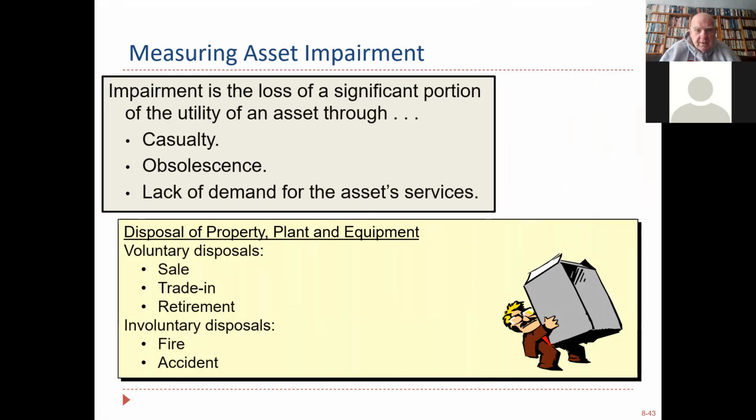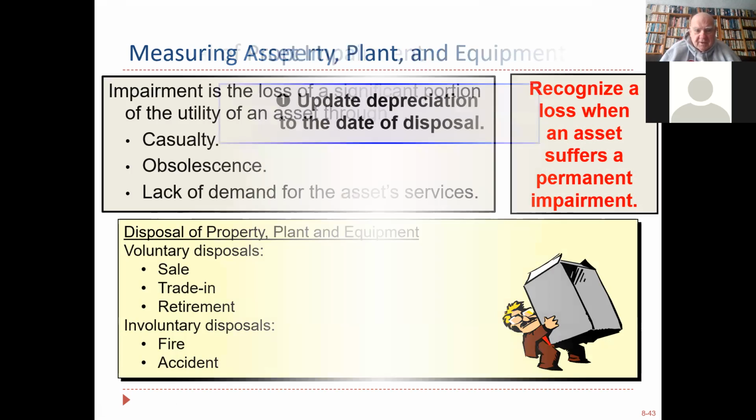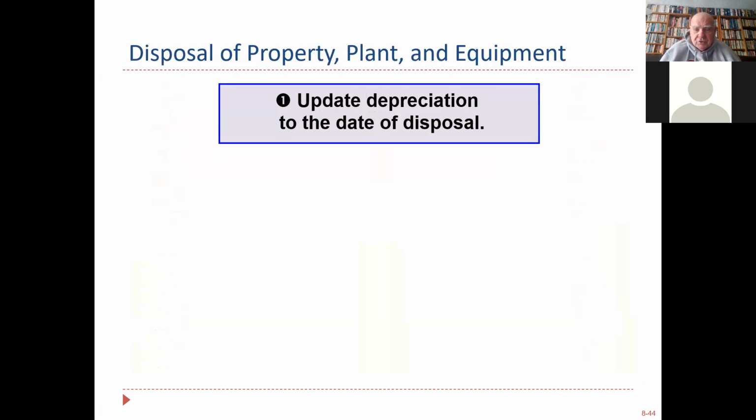Now we get to something that will be on the test. Disposals of property, plant, and equipment, okay? And they're just telling you two kinds. You can basically give the item away voluntarily. You can sell it, trade it in, retire it, or involuntary. It blew up or caught on fire, accident. What I want to emphasize here is the journal entry to record the disposal of a fixed asset is always the same, okay? Always the same.